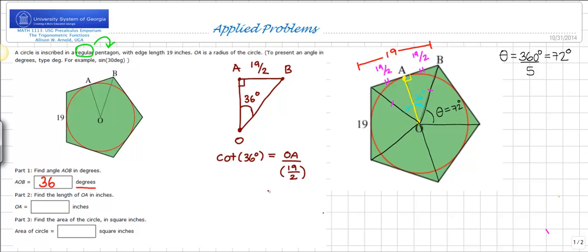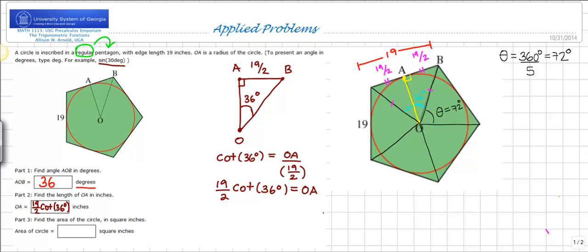And so we have adjacent over opposite. And so OA is actually 19 halves cotan of 36 degrees. And because we were told in the problem that we could type things in symbolically, we can leave it like this. Okay, but again, you could have used tangent. It's totally fine.